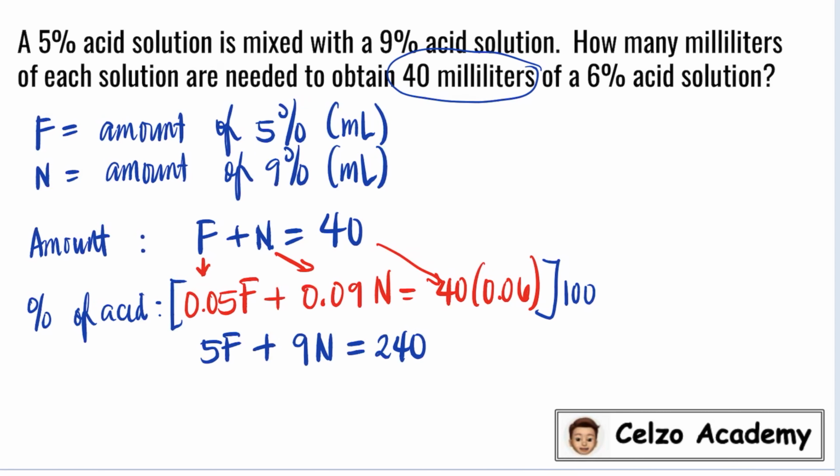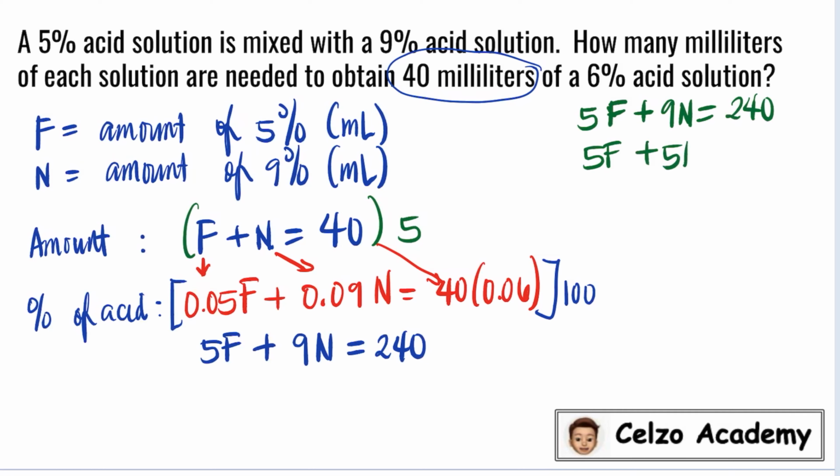Now we will solve these two equations simultaneously. This problem can be solved using substitution or elimination method, but the easiest method for this problem is using the elimination method. The second equation is 5f plus 9n is equal to 240. I want to eliminate the variable f, so I need to multiply the first equation by 5. Multiplying each of the terms by 5, we now have 5f plus 5n is equal to 200, because we need to multiply 5 times f, 5 times n, and 5 times 40.